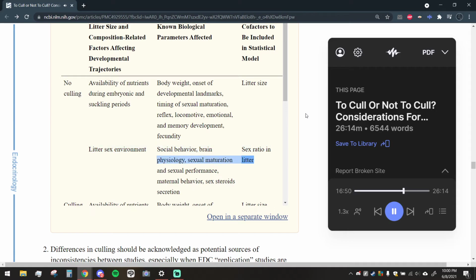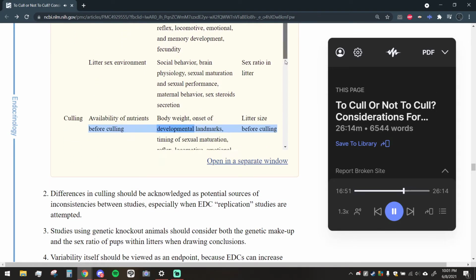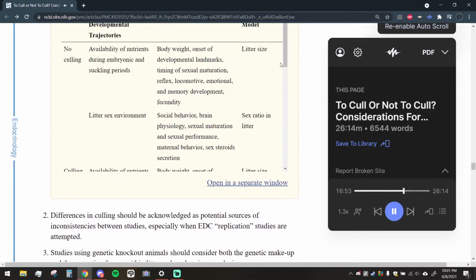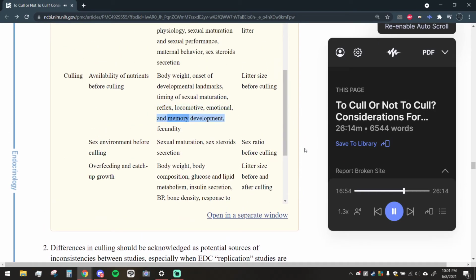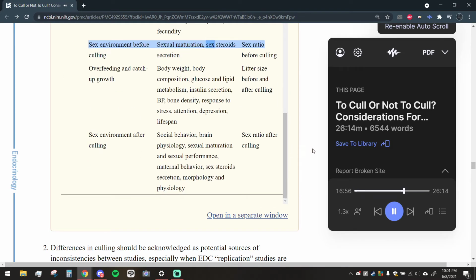Sex ratio in litter. Culling. Availability of nutrients before culling. Body weight, onset of developmental landmarks, timing of sexual maturation, reflex, locomotive, emotional, and memory development, fecundity. Litter size before culling. Sex environment before culling. Sexual maturation, sex steroids secretion. Sex ratio before culling. Overfeeding and catch-up growth. Body weight, body composition, glucose and lipid metabolism, insulin secretion, BP, bone density, response to stress, attention. Depression, lifespan. Litter size before and after culling. Sex environment after culling. Social behavior, brain physiology, sexual maturation and sexual performance, maternal behavior, sex steroids secretion, morphology and physiology. Sex ratio after culling.